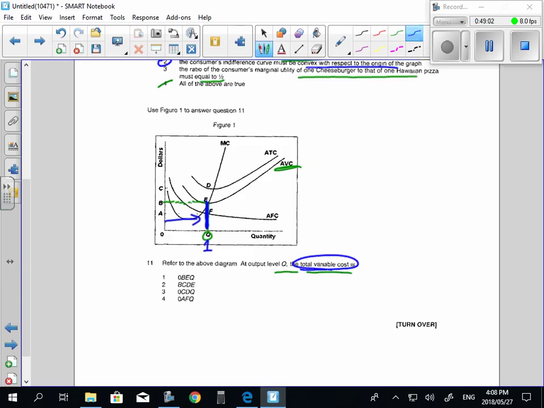Okay. So if this quantity is actually 10, you need to calculate 10 times if your cost is 5. 10 times 5 gives you 50. So what I'm saying is you need to calculate this entire area to calculate your total variable cost. And that entire area is 0, B, E, Q. So it would be number 1.